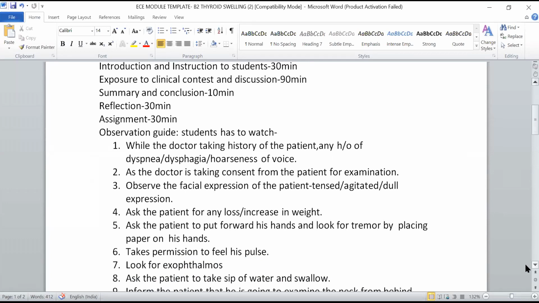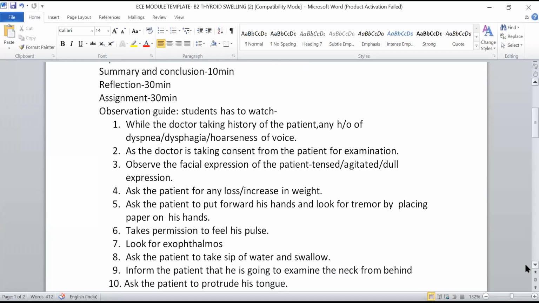The observation guide includes: 1. The student has to watch while the doctor takes the history of the patient, that is, the preliminary history regarding any difficulty in swallowing, any difficulty in breathing, hoarseness of voice. 3. As the doctor takes consent from the patient for examination, observe the facial expression of the patient, whether tensed, agitated, excited, or dull. 4. Ask the patient for any loss or increase in weight.